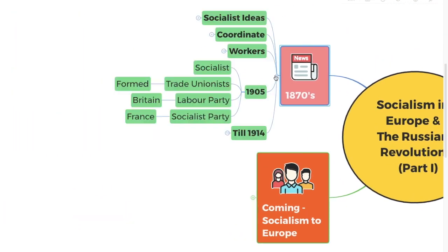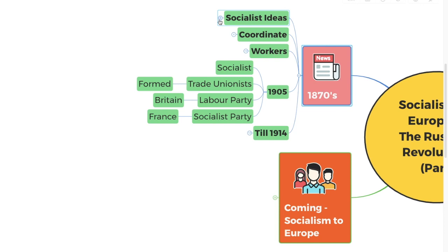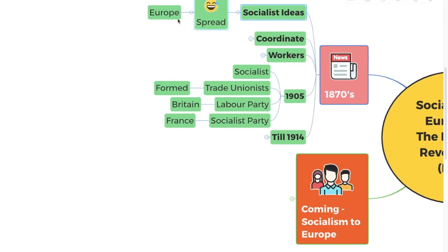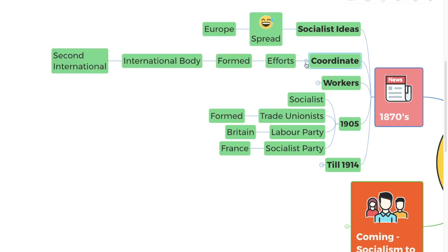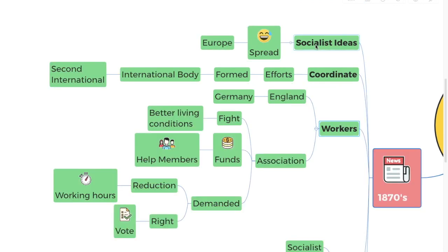In the 1870s, socialist ideas started to spread in Europe. And to coordinate this in a better way, lots of efforts were being put, and they formed an international body called the Second International. Workers in England and Germany started to form associations to fight for better living conditions.